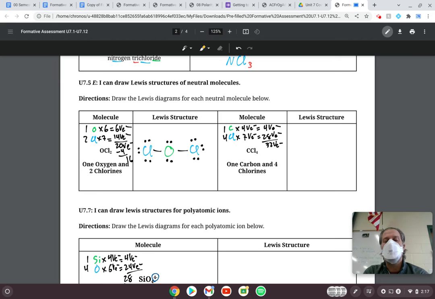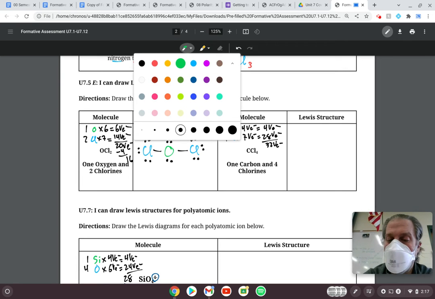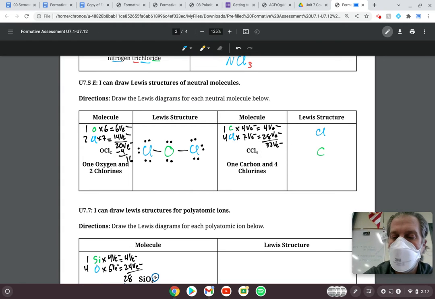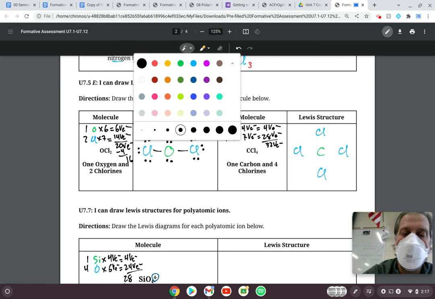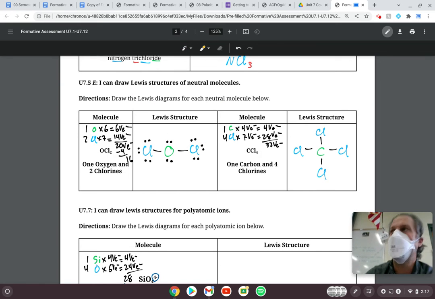In the case of CCl4, 1 carbon with 4 valence electrons, 4 chlorines with 7 valence electrons each for 28. 4 and 28 is 32. So I'm going to start by drawing my central atom, which is going to be carbon, along with chlorine, like so. And then I'm going to single bond them together. Each single bond is 2 electrons, and I've used 4 of them, so that's going to be taking 8 away. So now I have 24 valence electrons, so I'm going to start placing them.